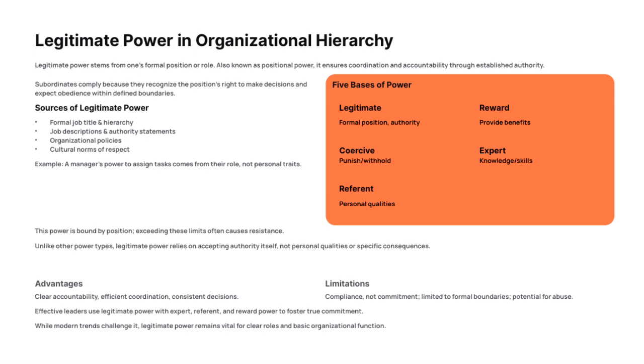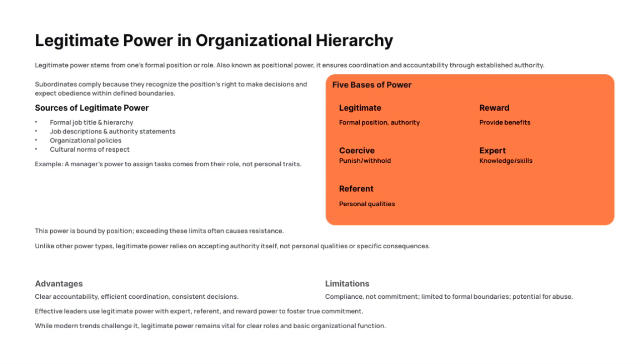Legitimate power is generally limited to formal boundaries, what's within their official role, and there is always a potential for abuse if misused. Now, let's look at the key advantages. Unlike other power sources, legitimate power relies on accepting the authority itself, not on personal qualities or specific incentives. This makes it a reliable way to ensure coordination and accountability across the organization.